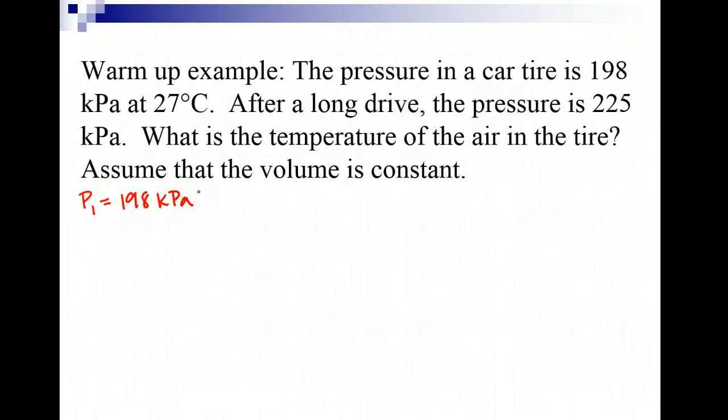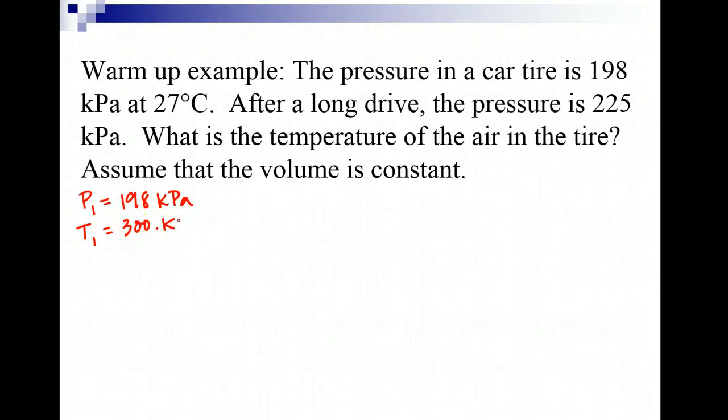We also know the initial temperature is 27 degrees Celsius. Now I would discourage you from actually writing the information in Celsius, because then you might be tempted to use it in the problem. And if you recall, in order to change Celsius to Kelvin, we need to add 273. So that means our initial temperature is 300 Kelvin.